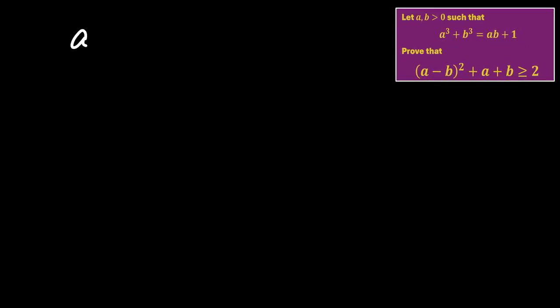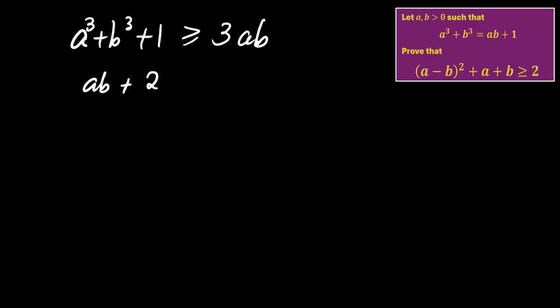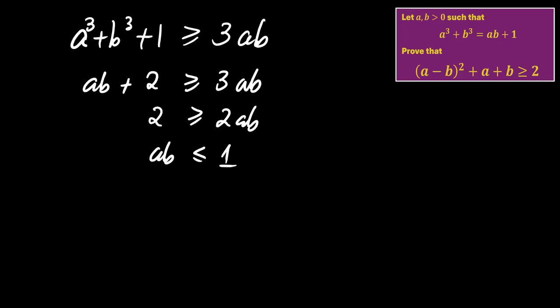So first of all, we know that a cubed plus b cubed plus 1 is greater than or equal to 3ab times 1. And since a cubed plus b cubed equals ab plus 1, ab plus 2 is greater than or equal to 3ab, which means that 2 is greater than or equal to 2ab, and therefore ab is less than or equal to 1. So this is the first inequality that we have using the AM-GM inequality.